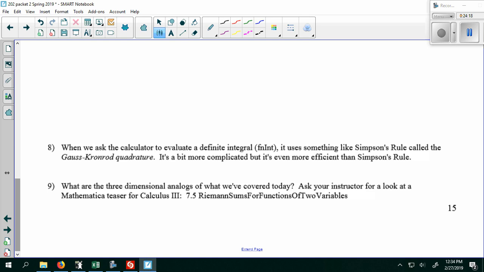So just as a little FYI, when you ask the calculator to evaluate a definite integral using the function integration command, it uses something like Simpson's rule called Gauss-Kronrod quadrature, and it's a bit more complicated, but it's even more efficient than Simpson's rule. Less error.